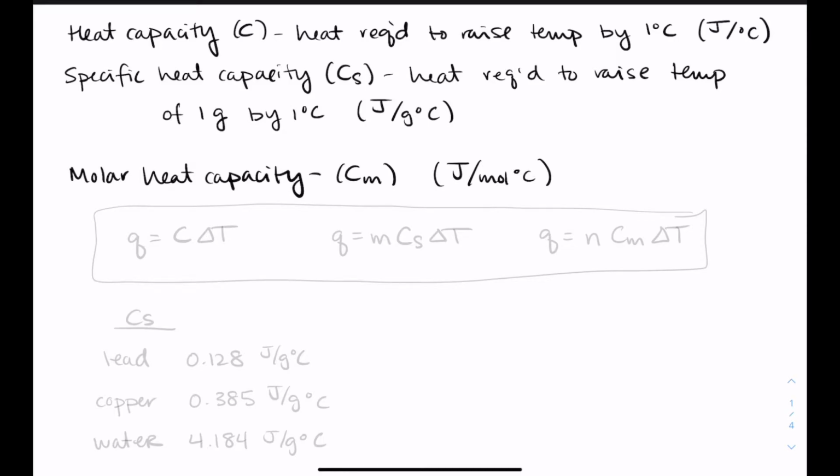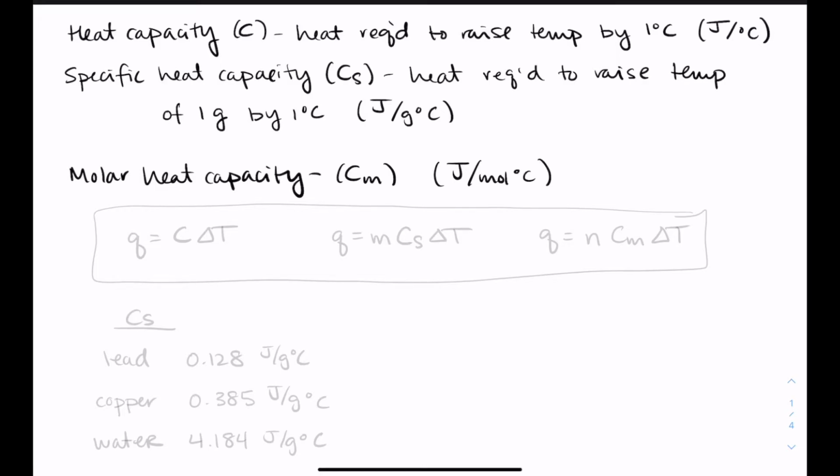Since we have it with a mass value, you might also see it with a mole value. So the molar heat capacity in joules per mole degrees C. Regardless, the basics of this equation are the same.